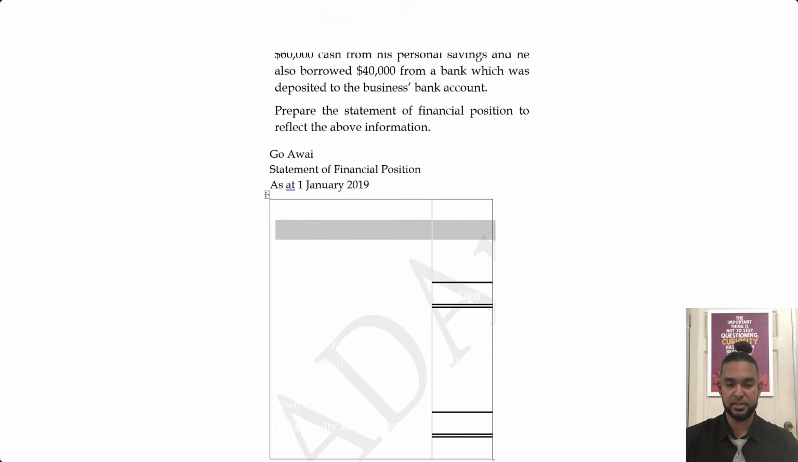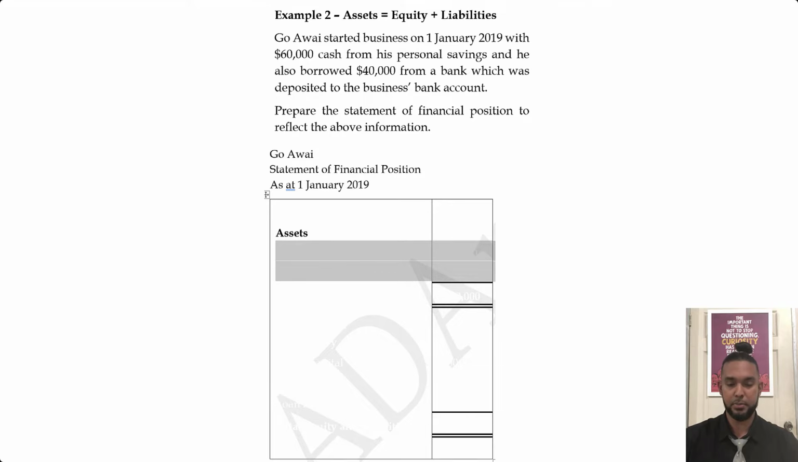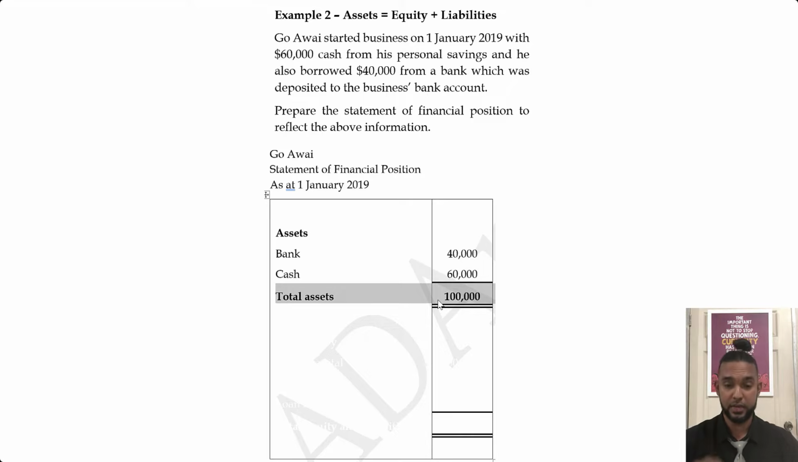So we'll start with our assets, and we're going to put the bank and the cash, right? So the amount in the bank was 40, the amount in cash was 60, and the total for assets would be 100,000. Now, that shows the resources of the business, the assets. What does the balance sheet show? The assets and how they were financed. Where did the money come from to purchase those assets? Now, of course, we're not buying a bank account, we're not buying cash, but that's how we are going to buy resources. So where did the cash come from? Where did the money come from to buy the assets?